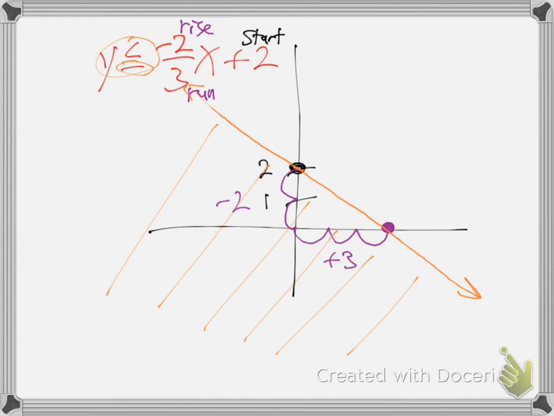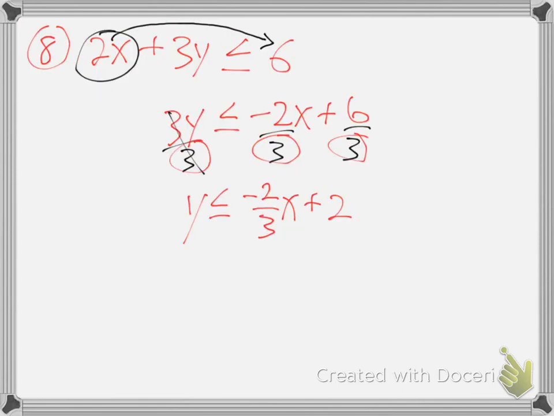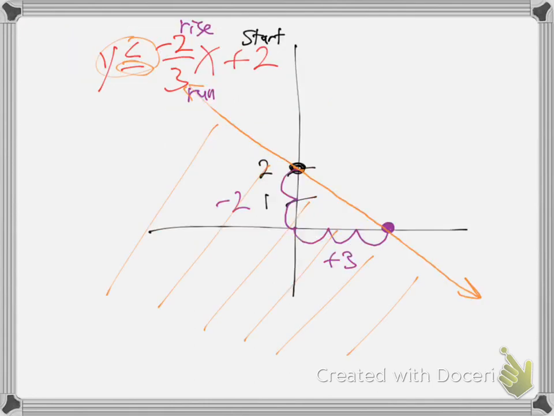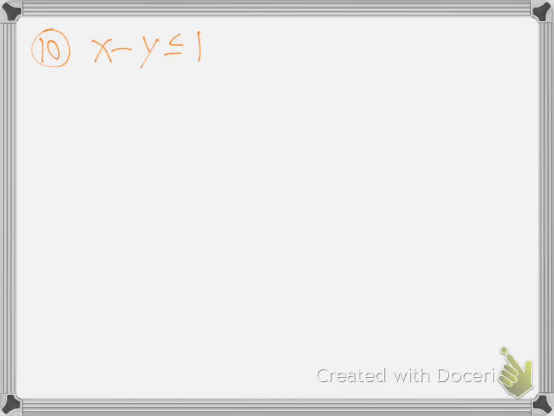Then the hard part of the work was getting the y alone, huh? Are we good with those steps? Back over here where I got y alone, I jump over the 2x and I divide by the 3. Good. All right, let's go ahead and graph that one.